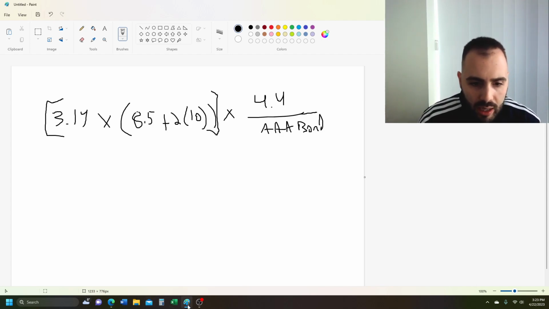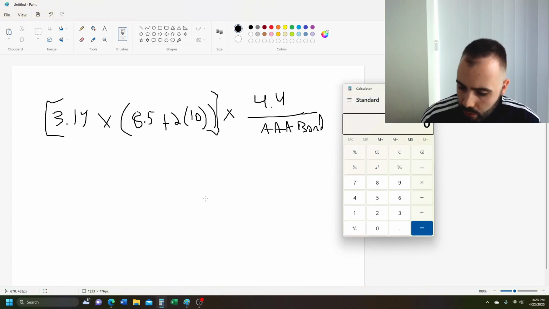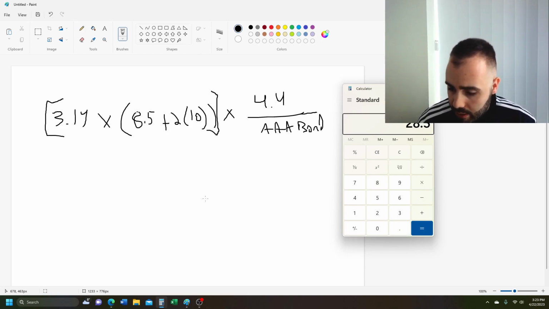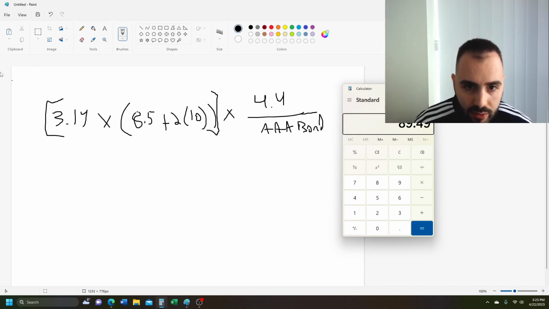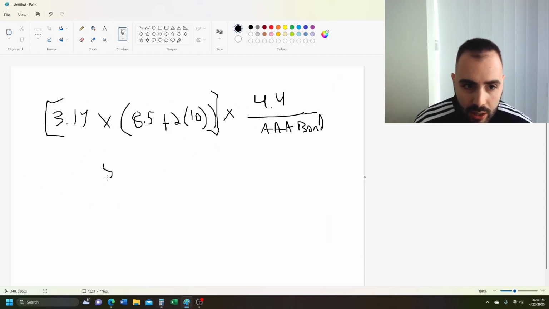Okay, so let's solve for this side of the equation first. We got 8.5 plus 20 times 3.14. So we got here $89.49. And we have to adjust for current interest rates.